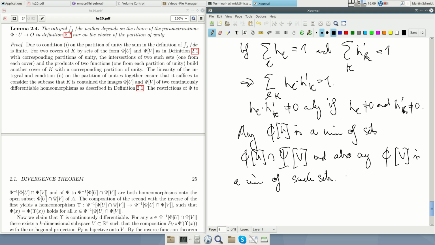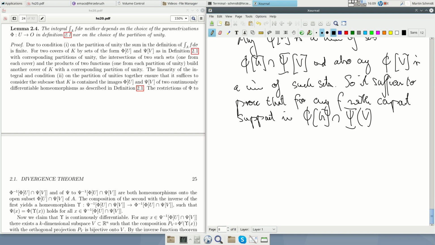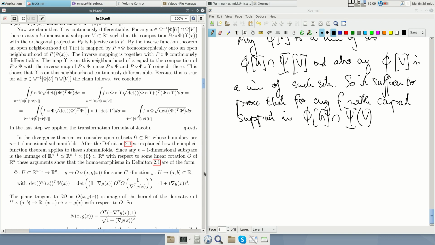So it suffices to prove that for any f with compact support in phi of U intersecting with psi of V, we have the equality: the corresponding contribution by the psi's gives the same as the corresponding contribution by the phi's.